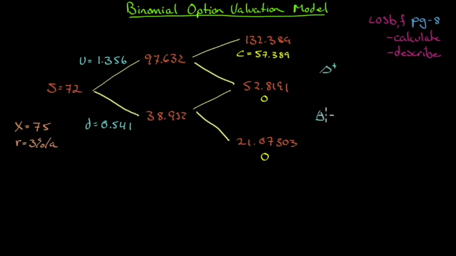I can figure out delta plus and I can figure out delta minus. So delta plus is going to be C++, 57.389 minus 0 over 132.389 minus 52.8191, and I will get 0.72124. So that would be the hedge ratio here.